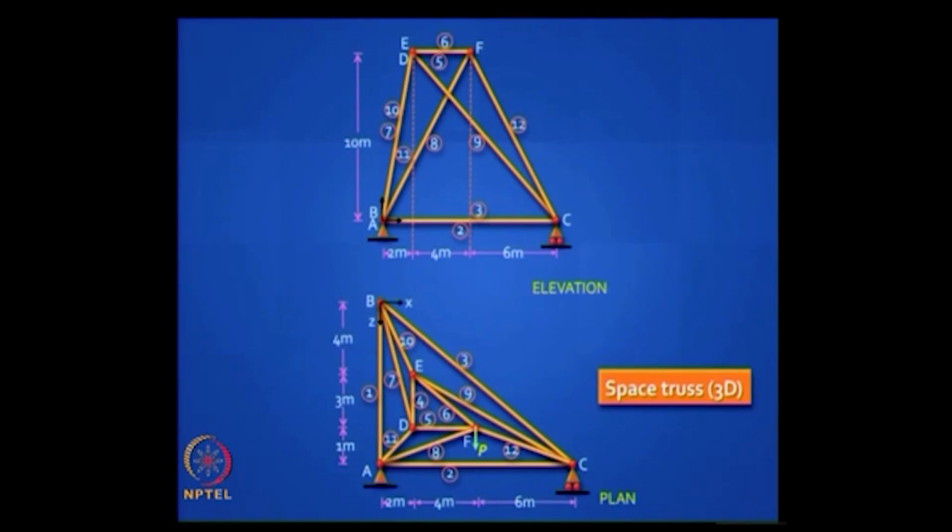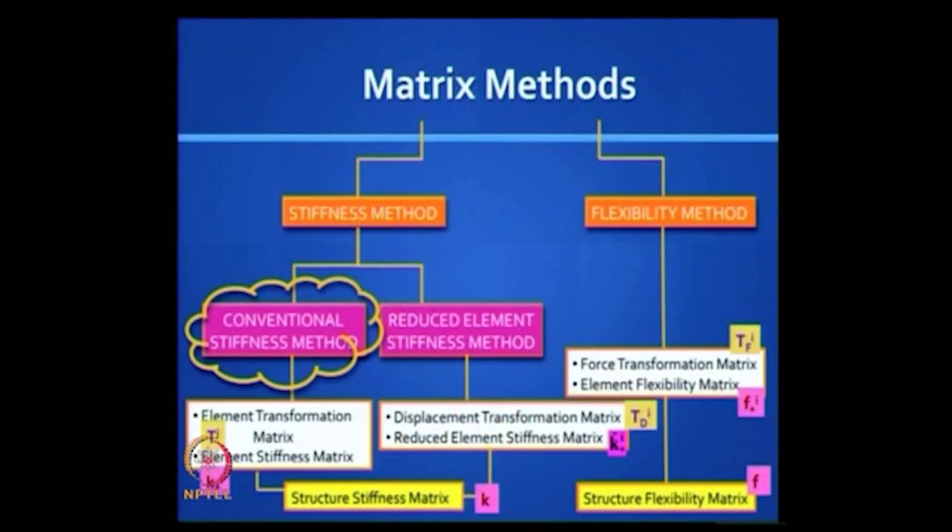Finally, we look at complicated structures like this. It is a space truss. I have shown the plan and elevation, large number of elements. How to make the digital computer solve this problem is very interesting. So this is the last thing we will attempt in this module. So you have seen this picture earlier, the 3 types of methods that we will use, 2 of them are stiffness methods.